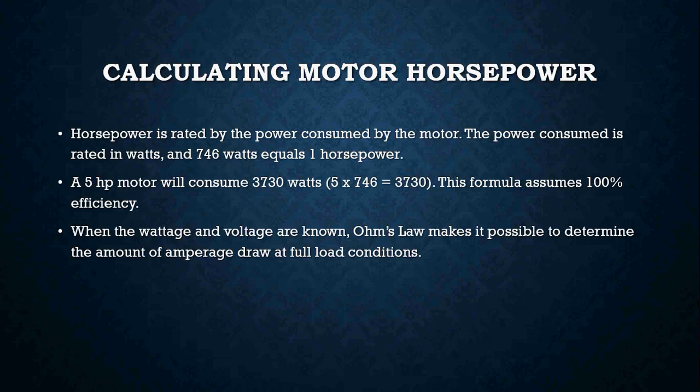Horsepower is rated by the power consumed by the motor. The power consumed is rated in watts, and we need to remember that 746 watts of power is equal to 1 horsepower. So a 5 horsepower motor will consume roughly 3,730 watts of electricity, assuming that motor is 100% efficient. Now, again, taking into effect motor slip, friction rate, and all that stuff, we know that a motor is not going to be operating at exactly that amount of wattage.